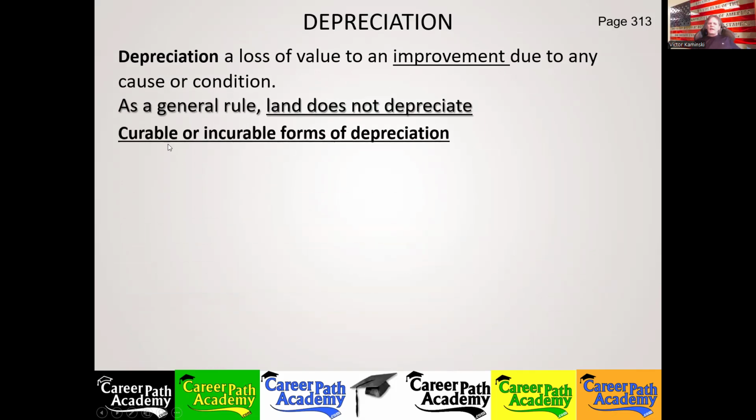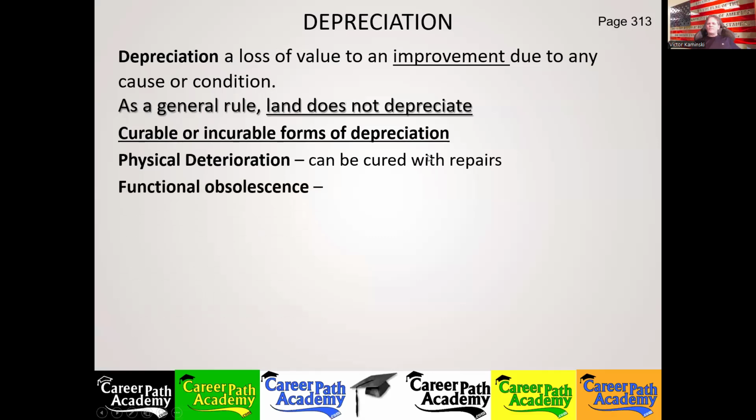There are curable and incurable forms of depreciation. There's physical deterioration. Well, this could be cured with repairs. Then you have functional obsolescence. Okay. What does that mean? Don't look at your books. Let's just examine these terms. So I'm going to show you how you can remember them and determine what they mean just by looking at them. If something is functional, what does that mean?